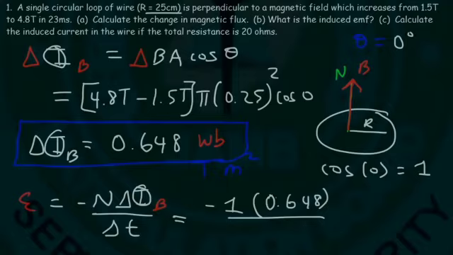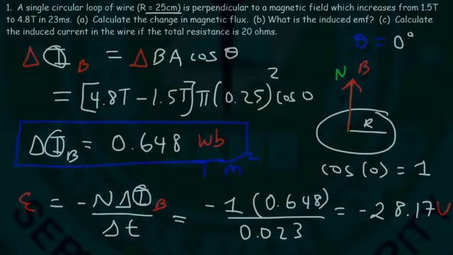But we need to convert milliseconds into seconds. We could do so by dividing by 1,000. 23 divided by 1,000 is 0.023. So 0.648 divided by 0.023, that's about 28.17 volts. So that's the induced EMF.